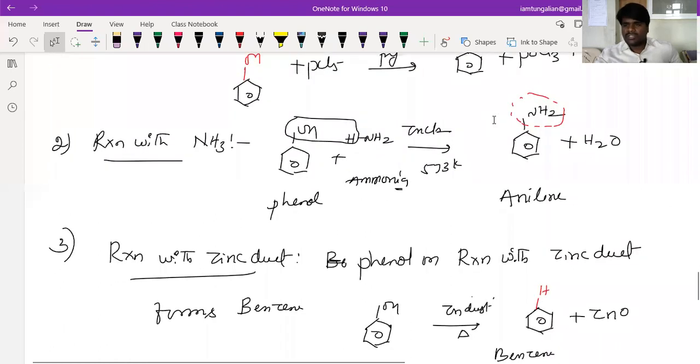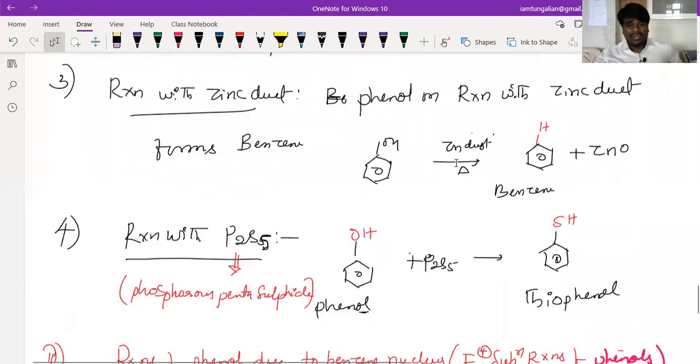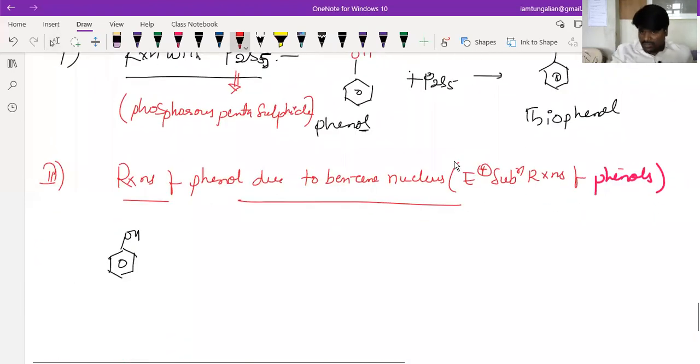These are all the reactions due to the hydroxyl group of phenol, beta. What are the reactions that we have discussed so far? Those are all the reactions due to the hydroxyl group of phenol. Next, we will discuss the reactions of phenol due to the benzene nucleus. Here, this is your hydroxyl group. This is your phenol.